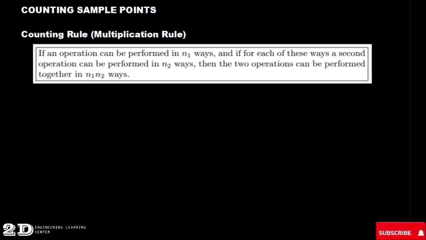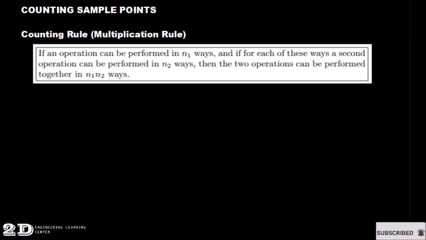Okay, first we have the definition of a rule, the counting rule or the multiplication rule. If an operation can be performed in n sub 1 ways, and if for each of these ways a second operation can be performed in n sub 2 ways, then the two operations can be performed together in n sub 1 times n sub 2 ways.